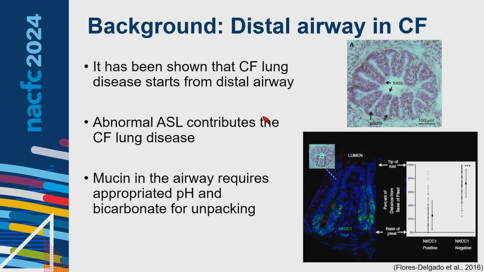It has been suggested that CF lung disease actually starts in the distal airway, the 2 millimeter diameter airway shown here. People believe the origin of CF lung disease is abnormal airway surface liquid. One important part of the airway surface liquid protecting mechanism is the mucin in the airway. Mucin unpacking requires appropriate pH and bicarbonate concentration.